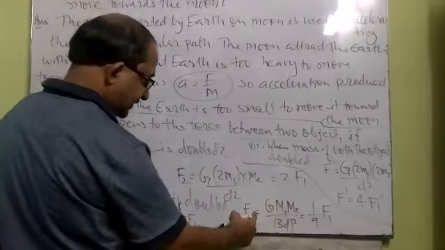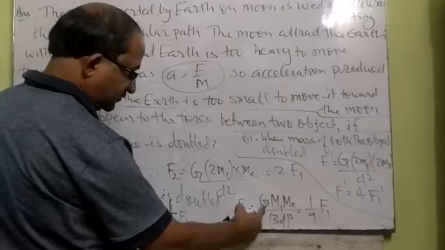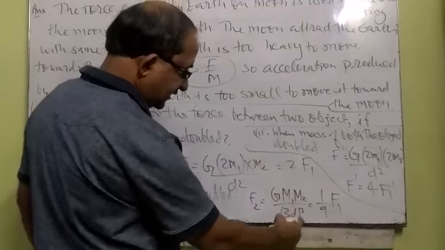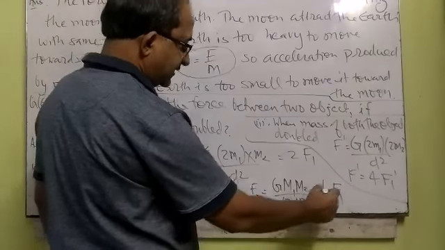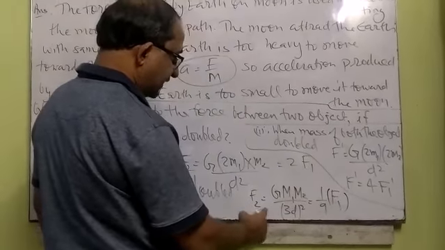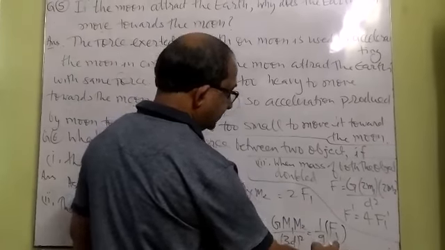But when the distance is tripled, then the new force F2 will be equal to G m1 m2 upon (3d) whole square, and (3d) square is 9d square. Means in the denominator 9 will come additionally. That is why the new force F2 will be 1 by 9th of the original force.